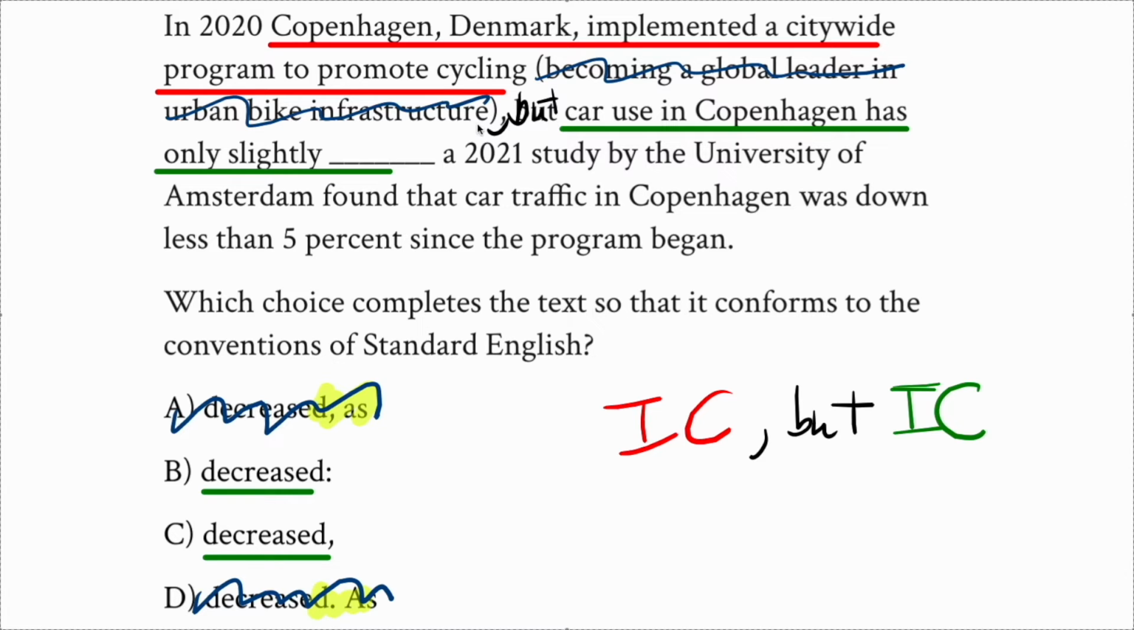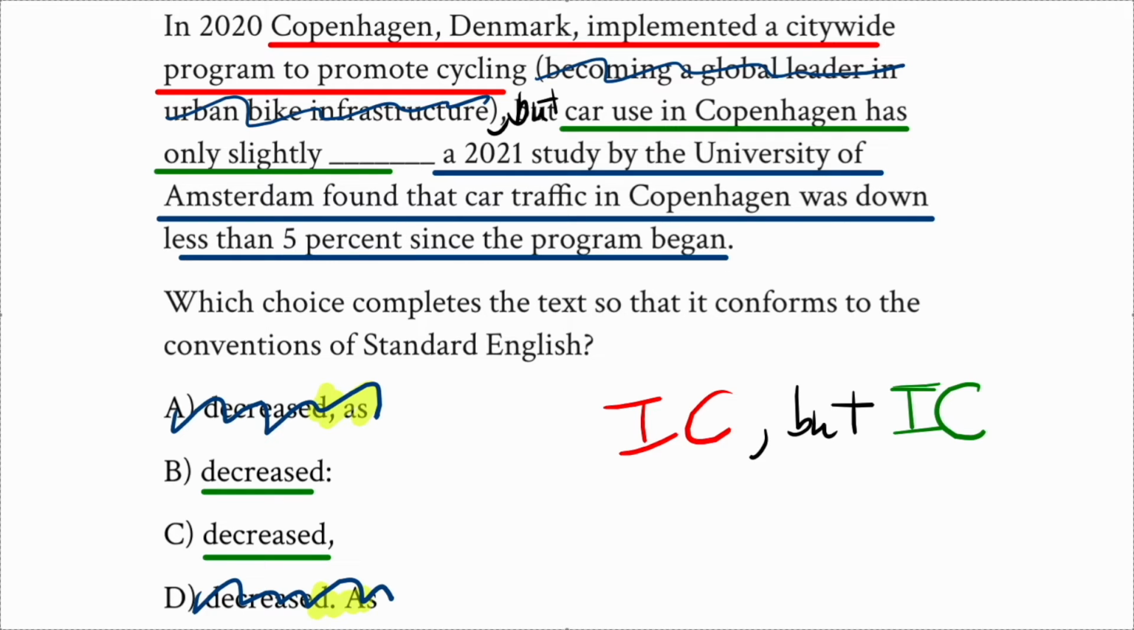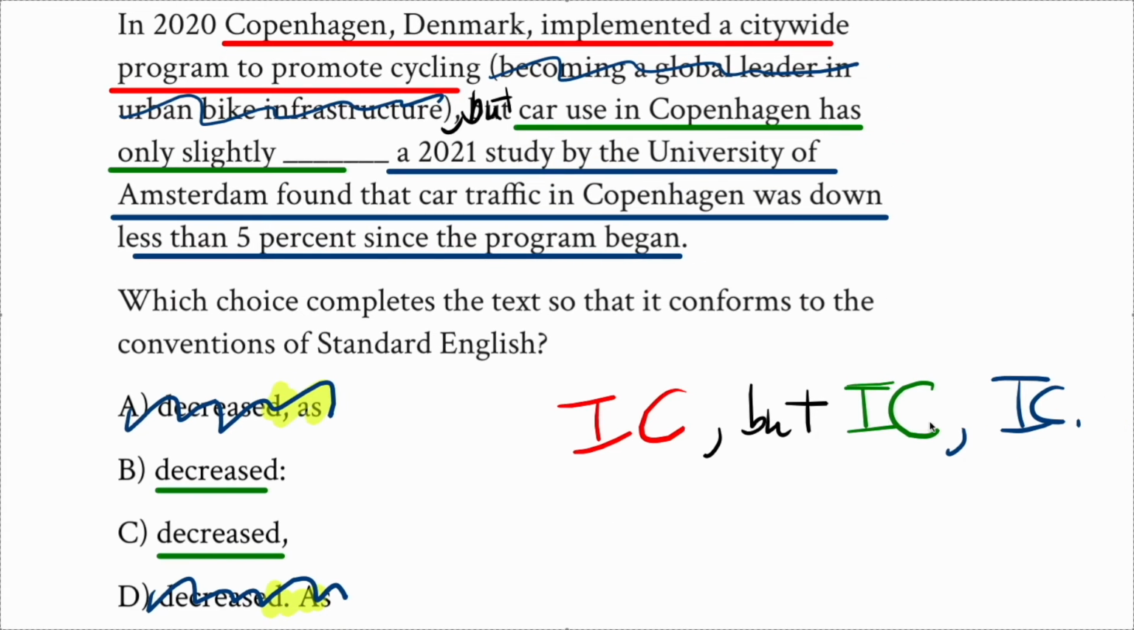And then we have a third independent clause. A 2021 study found that traffic was down less than 5%. Okay, so if we were to use the comma, we would have an issue. The issue is that you can't do that. You can't directly join two independent clauses with just a comma. That is known as a comma splice, and that will not be considered correct. So C is not going to work, and so sort of by default, or by process of elimination, B is going to have to be correct.